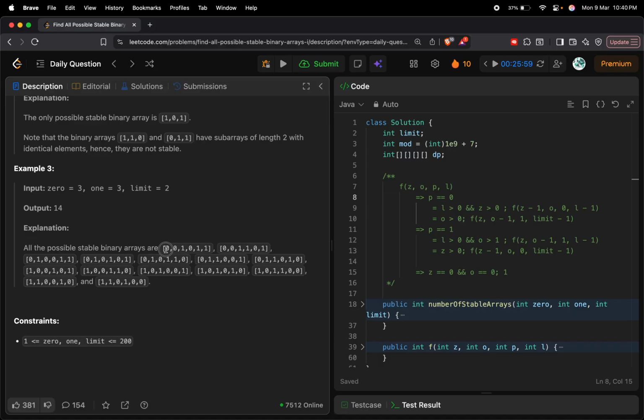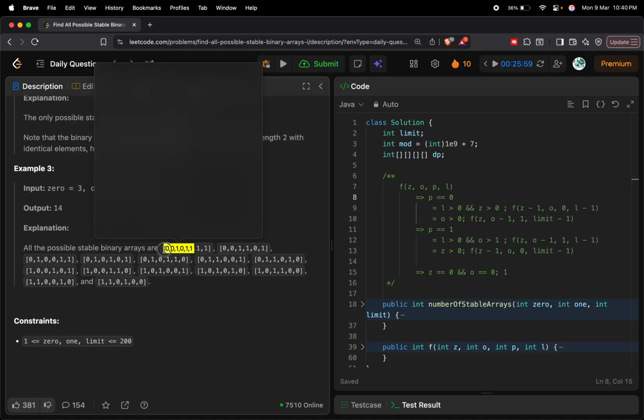A maximum of 2 zeros can be allowed, but if you keep one more 0 over here, then if you choose a subarray of length 3, it will always contain 3 zeros, for a given use case. So I can allow at most this many zeros continuously and this many ones continuously. There is a restriction on the number of zeros that can be placed continuously, and a restriction on the number of ones I can place continuously.